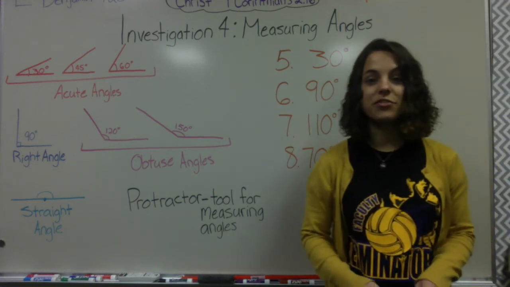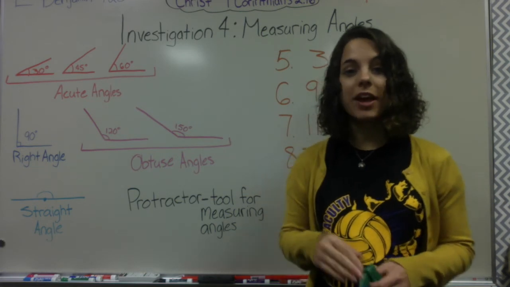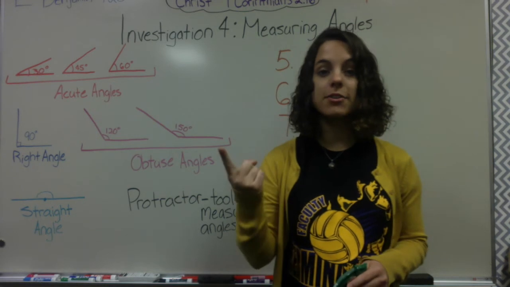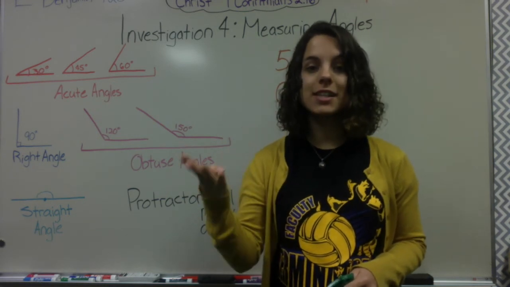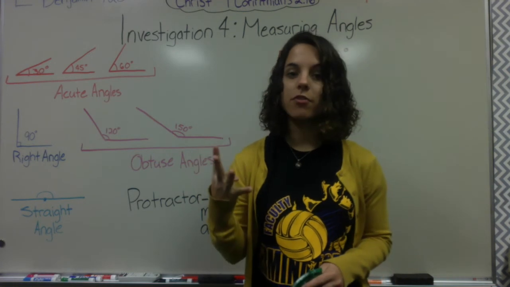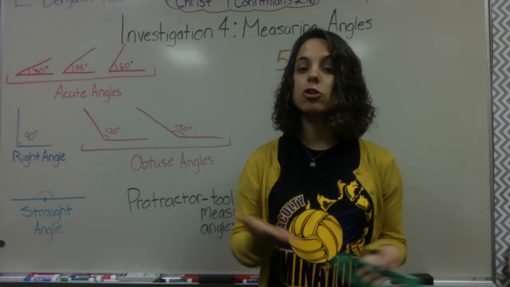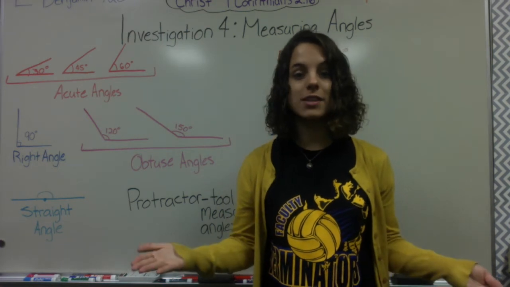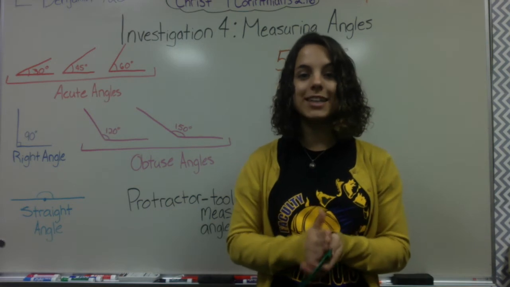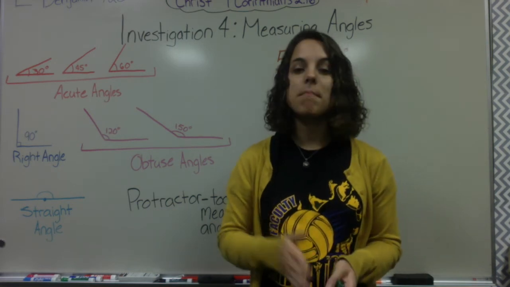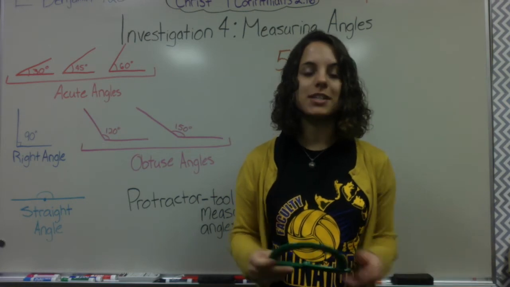This is Investigation 4. This is on measuring angles. Now we've talked about the different types of angles that we've learned already. We know about acute angles, right angles, obtuse angles, and straight angles. We've talked about all 4, usually in comparison to right angles. Now you did know from 4th grade, and of course from this year, that a right angle is exactly 90 degrees. And that's how we measure angles, with degrees. That's our unit of measurement.